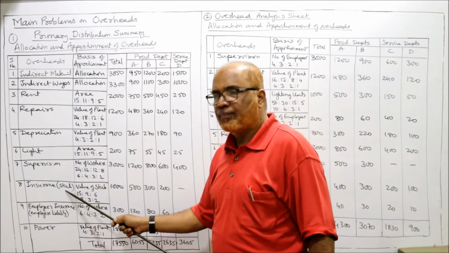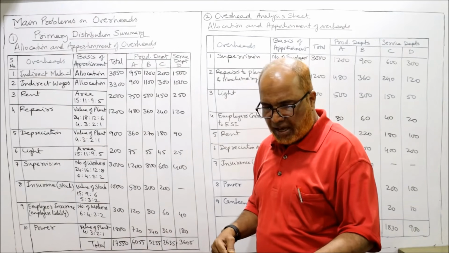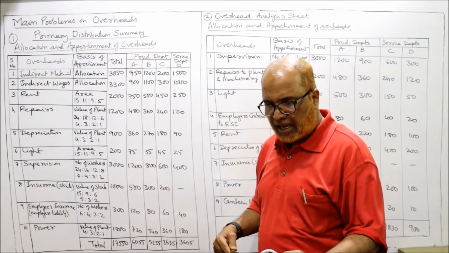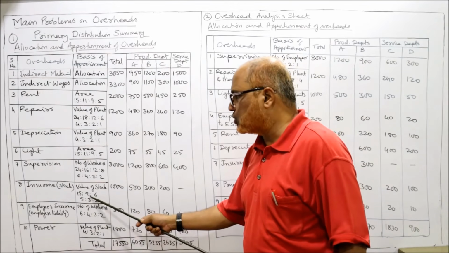Insurance of stock. Value of stock is given in the problem as 15 is to 9 is to 6.